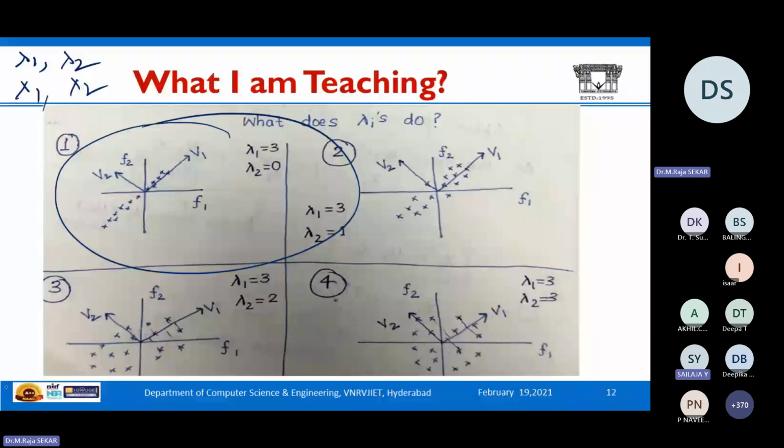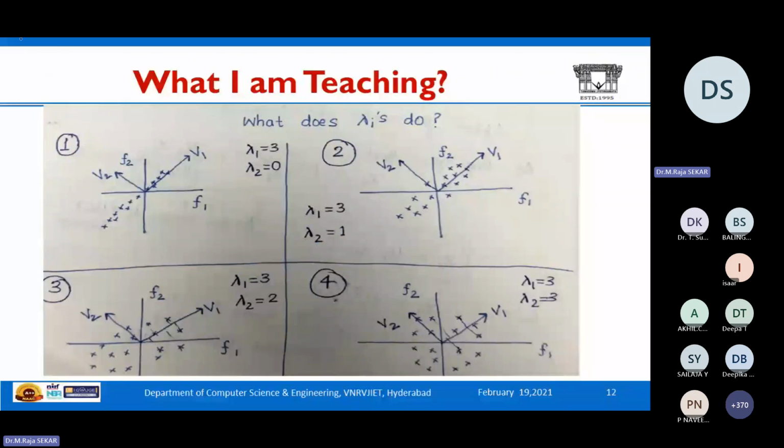This is a pic from a particular blog. Just see this one. Let me say I have 2 eigenvalues, lambda 1 and lambda 2. Corresponding eigenvectors are v1, v2. My v1 is corresponding to lambda 1. My v2 is corresponding to lambda 2. Case 1. How many cases do we have here? We have 4 cases. Let us try to understand one by one.